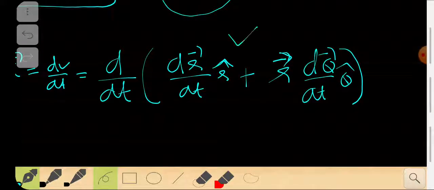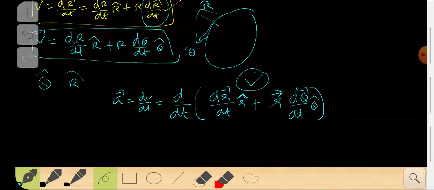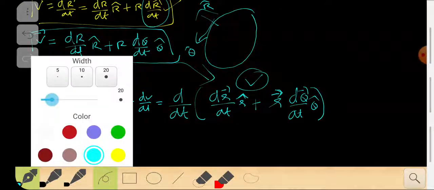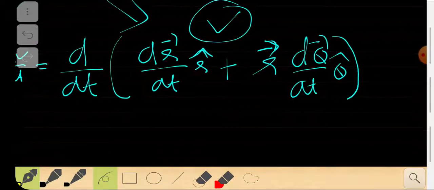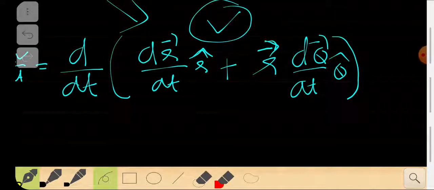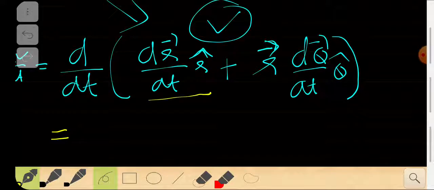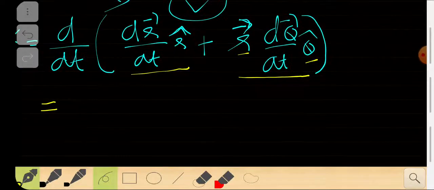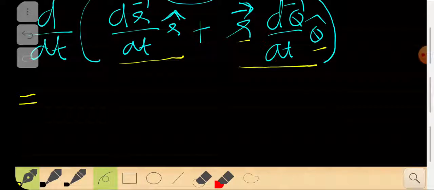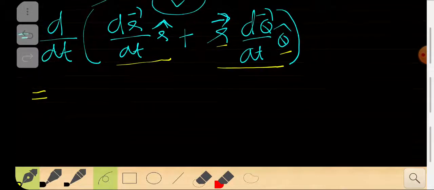I just substituted the velocity equation into here. Now I have to find the derivative of velocity with respect to time. In the first part there are two functions, and in the second part there are three functions of time: r, d theta by dt, and theta cap are all functions of time. So let's do the chain rule. You have to be careful when you do this because you could make mistakes easily.